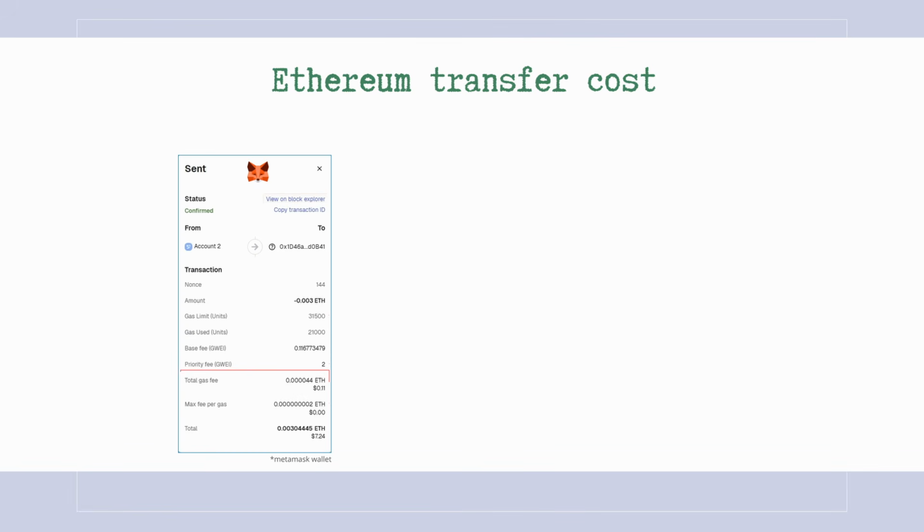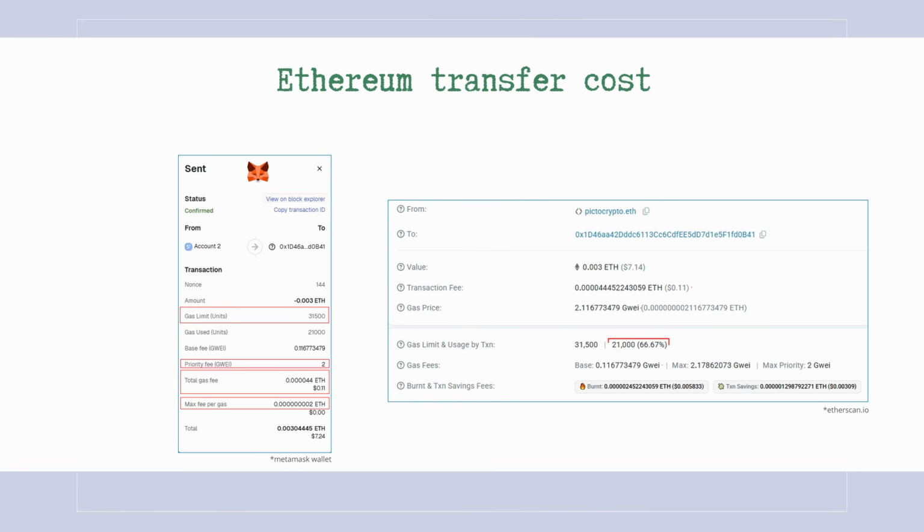Before sending, your wallet shows an estimate. It is not the final fee, just a simulation. You set 3 limits: gas limit, max fee, and priority fee. These are boundaries, not the final price. Once sent, gas burns step by step.